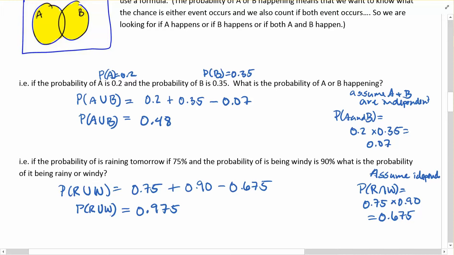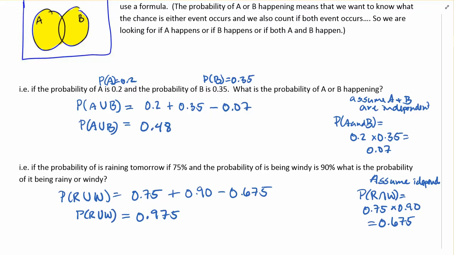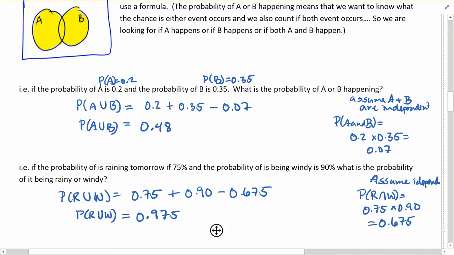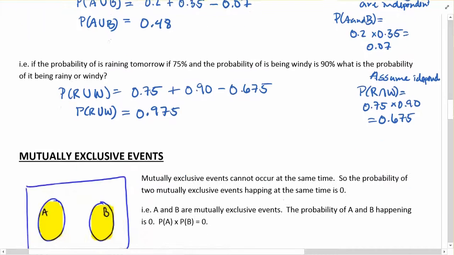So with your or situations, you just want to remember there's that formula for it. Basically what it's doing is making sure that you don't double add that part in the middle. If you do have a diagram set up for this, you could just add the numbers. So if you remember that from level 2, if you have the numbers in the Venn diagram, you can just add them together as well. But with the distributions, we don't often have the Venn diagram, so think about that formula if you need it.